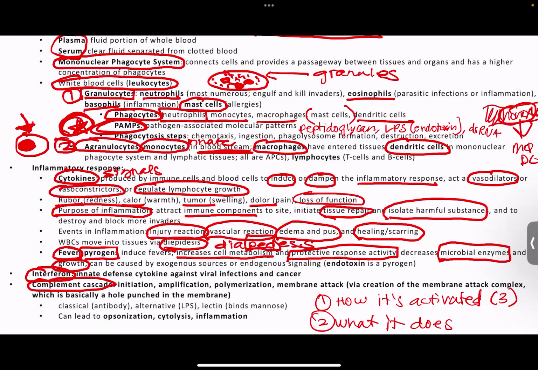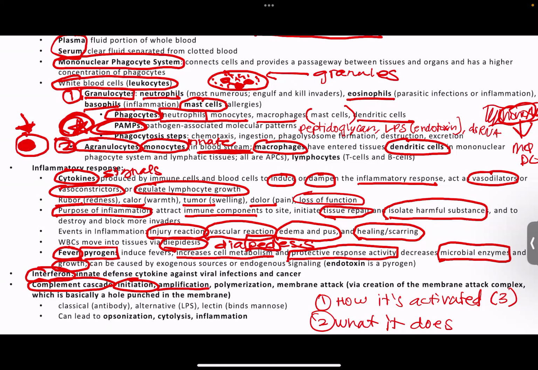Generally speaking, the steps once you activate it, you have that initiation. Oh, I see you. You're binding lectin. Lectin, you're binding to a mannose over there. That's the initiation. The complement saw whatever initiated it: antibody, lectin binding to mannose, or LPS. Okay, so that's the initiation.